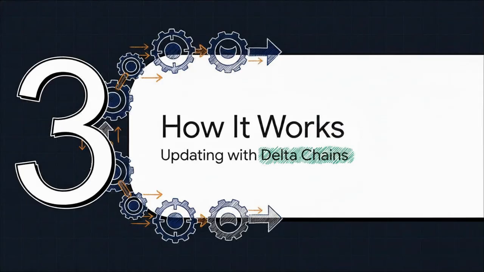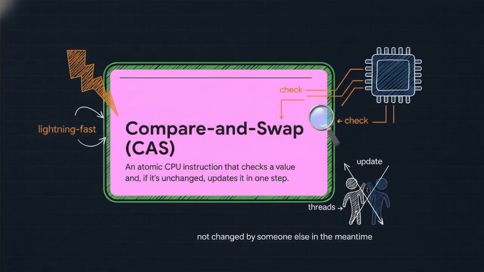Okay, so how does this whole separation thing actually work in practice? Well, the first part of the puzzle is how the Bw-tree handles updates without those crazy inefficient rewrites. And it's all about something called delta chains. Now, to make this whole thing tick, the Bw-tree leans on a really powerful, really low-level tool, a CPU instruction called compare and swap, or just CAS. And this, right here, is the secret to going lock-free.